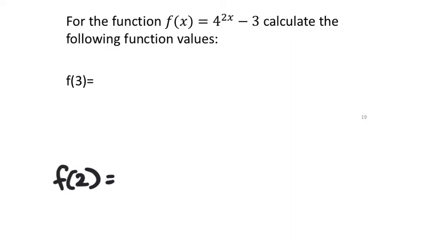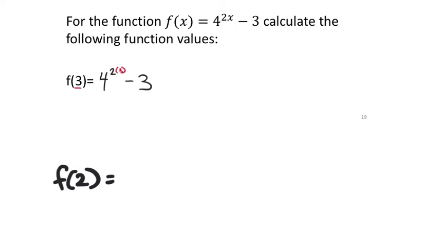And let's look at the function. We got 4 to the power of 2 times x, and then we're going to subtract 3. So remember your order of operations, you have to do your exponents. Now there's operations in the exponent as well, and then we can take that 4 to whatever that power is, but the x has to be replaced with the 3. So that's 2 times 3.